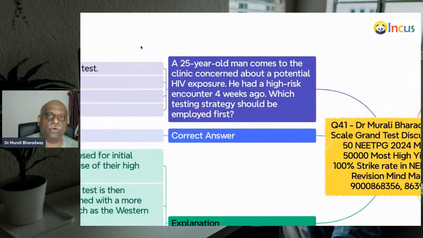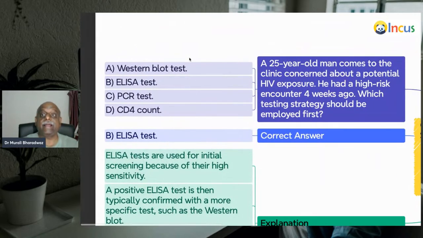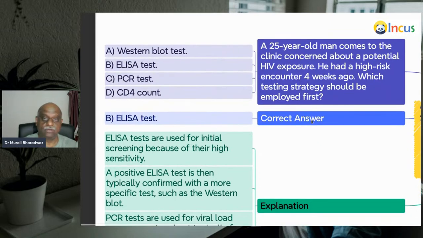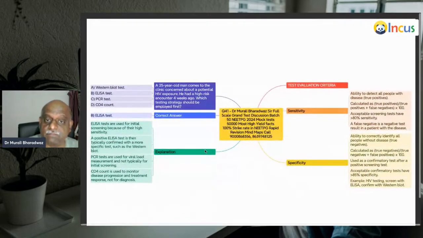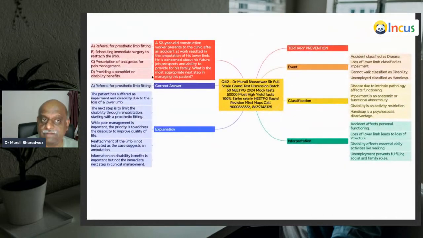A 25-year-old man comes to the clinic concerned about a potential HIV exposure. He had a high-risk encounter 4 weeks ago. What is the best test? Always the screening test for HIV is ELISA. Confirmatory is Western blot, as all of you know very well.